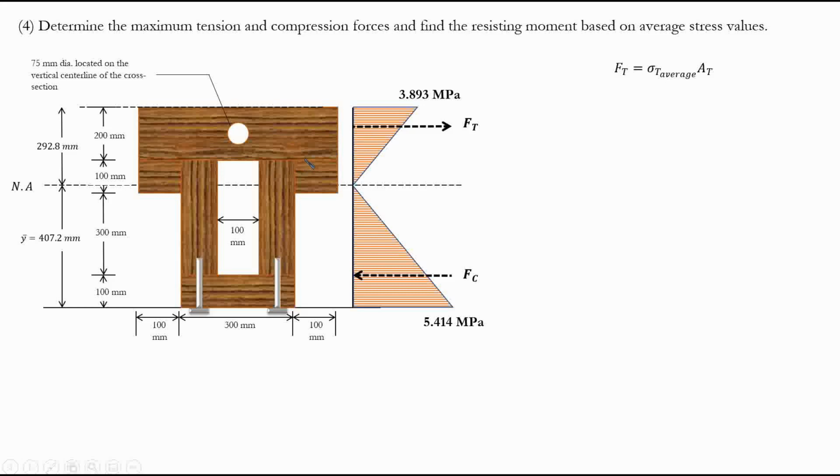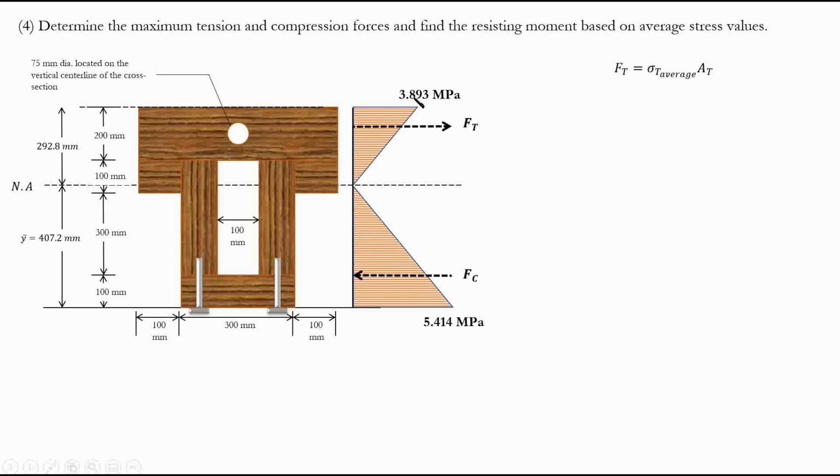I would say a simple calculation would be to just take an average here. Let's say that for this whole area, my stress varies from 0 to 3.893. So I'll just take a value that represents the whole section. It doesn't mean it's true, but it is a fairly good approximation. It represents all of these points on average.